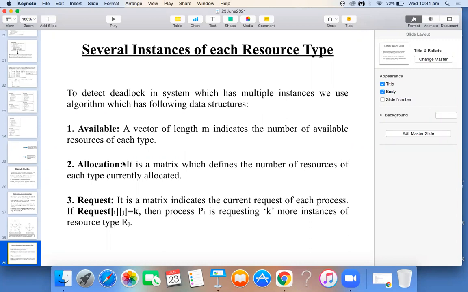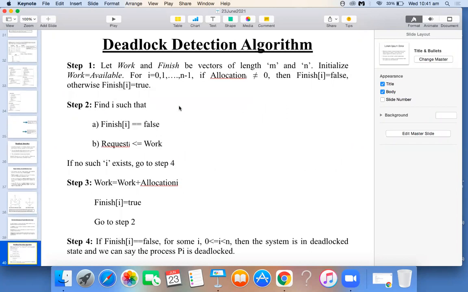So these are the three variables we are using in our algorithm. Which algorithm is it? The deadlock detection algorithm. This algorithm is for resources having multiple instances. Okay, let us understand that algorithm now. Right, so this is the algorithm. We will be getting problems on this algorithm also. First, let us understand the algorithm.